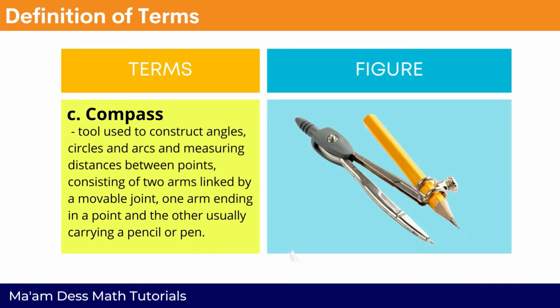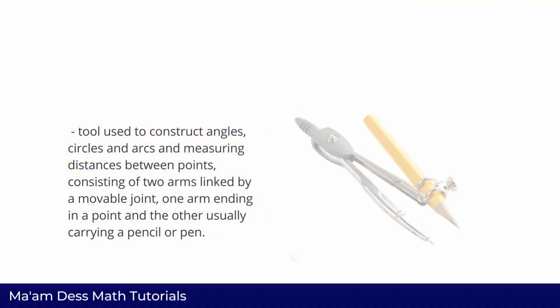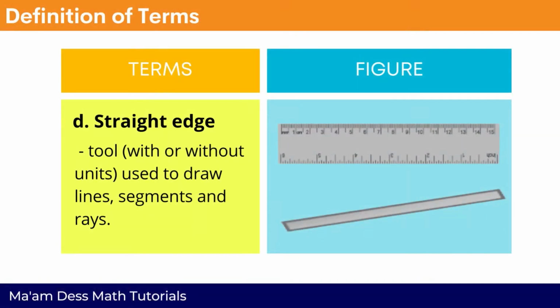C. Compass. Tool used to construct angles, circles, and arcs, and measuring distances between points, consisting of two arms linked by a movable joint, one arm ending in a point, and the other usually carrying a pencil or pen. D. Straight edge. Tool with or without units, used to draw lines, segments, and rays.